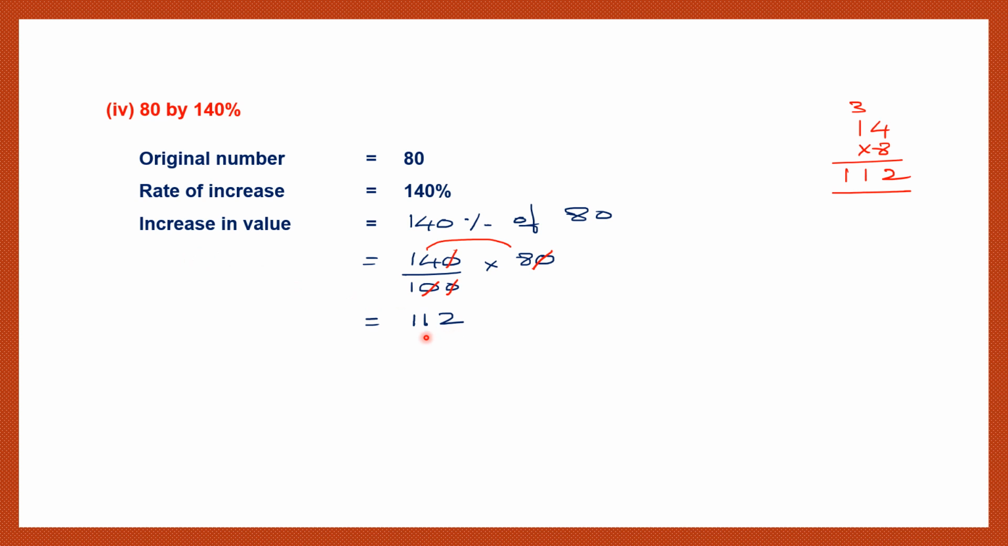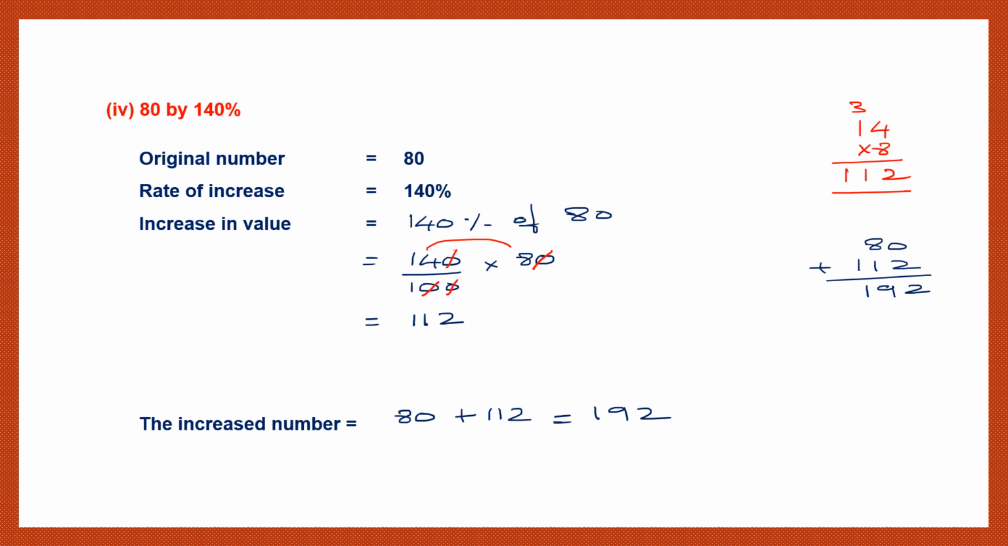So now I have found the increase in value. To find the increased number, all I have to do is add this to the original number. So the increased number will be the original number, that is 80, plus the increase in value, which is 112. So let's add it up. 80 plus 112. 0 plus 2 is 2, 8 plus 1 is 9, and 1. So the increased number is 192. This is our increased number.